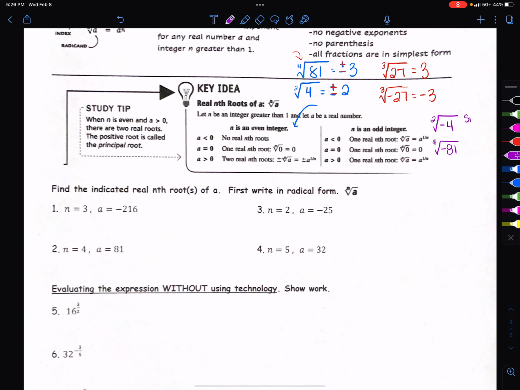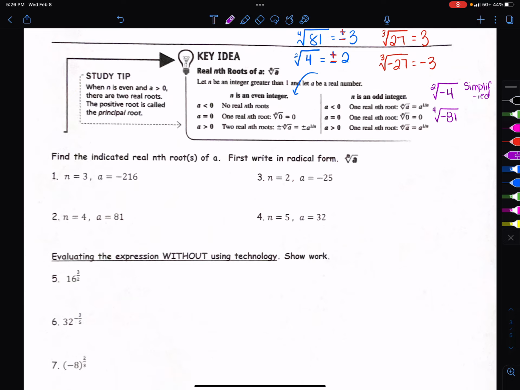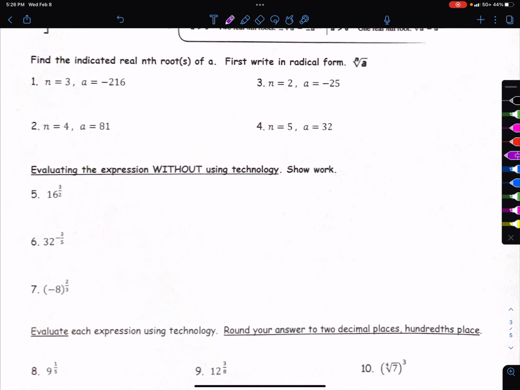So these are already simplified. That's already simplified. You cannot simplify it further. Okay? All right, so let's go ahead and get started with this worksheet.